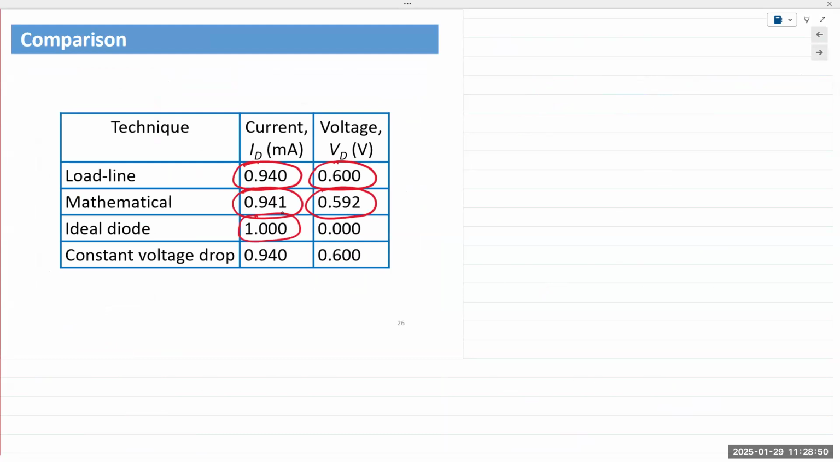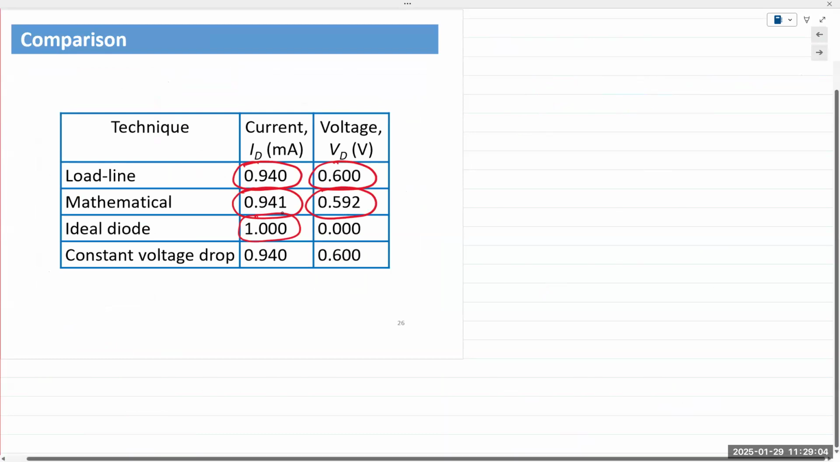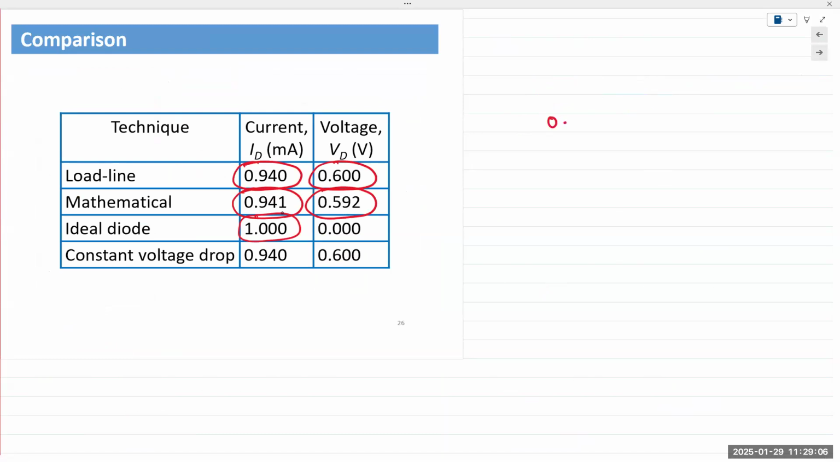Ideal diode is obviously the most imprecise, or least accurate, of all, simply because we are using an ideal device, right? So the voltage is going to be far off. The current, however, if you notice, is not that far off. 0.94 to 1.